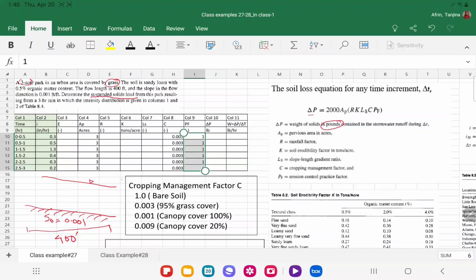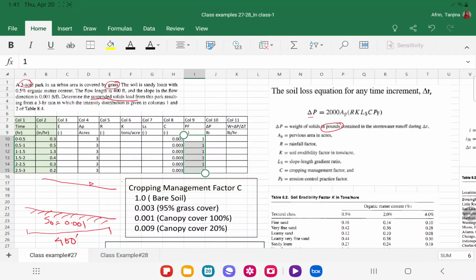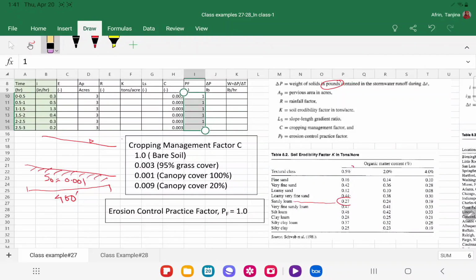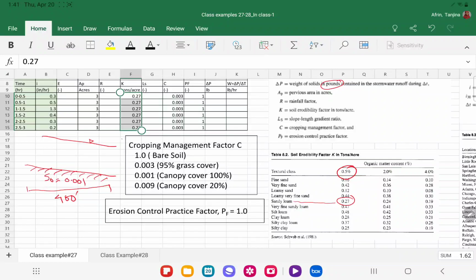Now for LS, K, R. Let's see what else we can find. I'm seeing the K here, the soil erodibility factor K in tons per acre. It will depend on different types of soil. So we have sandy loam with 0.5 organic matter, sandy loam here, 0.5. That means the K will be 0.27. Now we need to know LS and R.